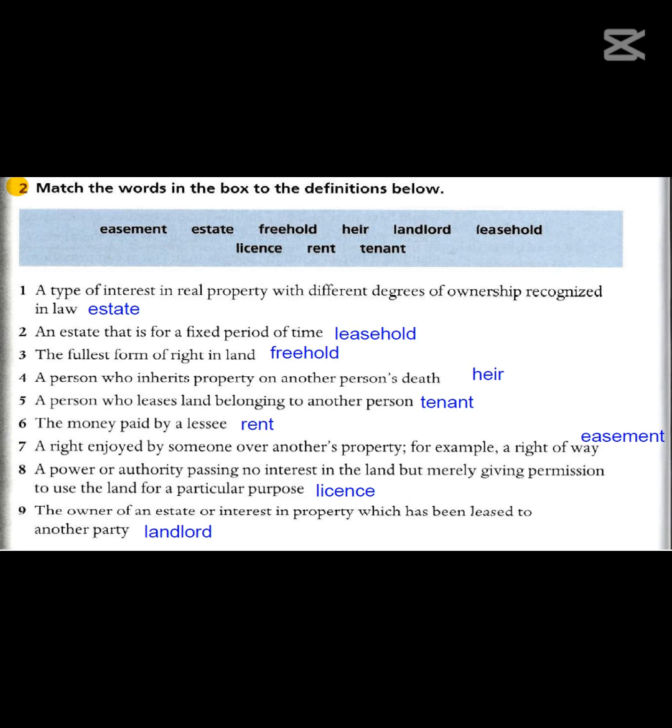Seventh, easement. The definition is a right enjoyed by someone over another's property, for example, a right of way. Eighth, license. The definition is a power or authority passing no interest in the land but merely giving permission to use the land for a particular purpose. And the last one is landlord. The definition is the owner of an estate or interest in property which has been leased to another party.